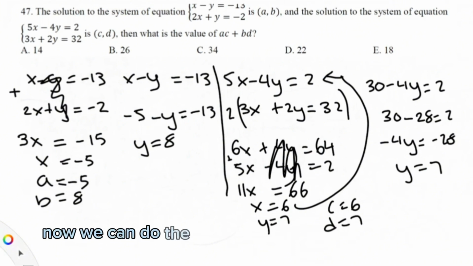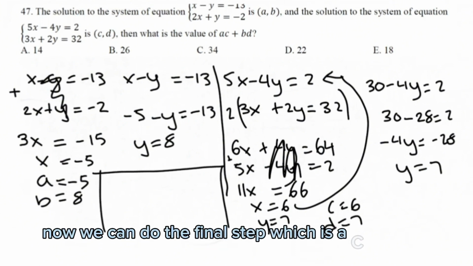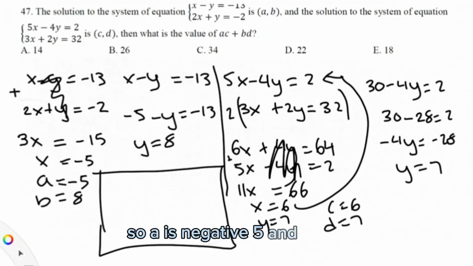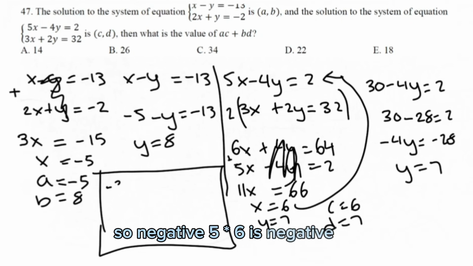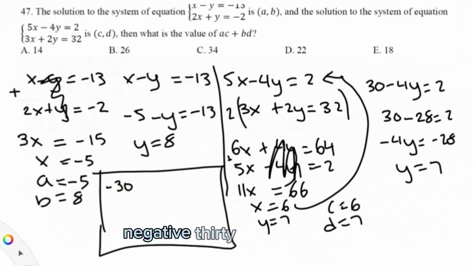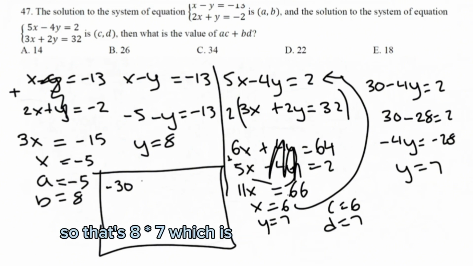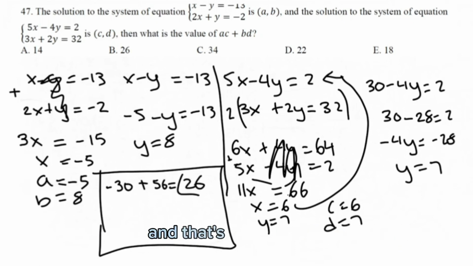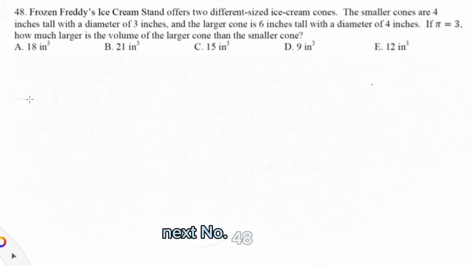Now we can do the final step, which is AC plus BD. So A is negative 5 and C is 6. So negative 5 times 6 is negative 30. Negative 30 plus B times D. B is 8 and D is 7. So that's 8 times 7, which is 56. Negative 30 plus 56 equals 26. And that's your answer. Next, number 48.